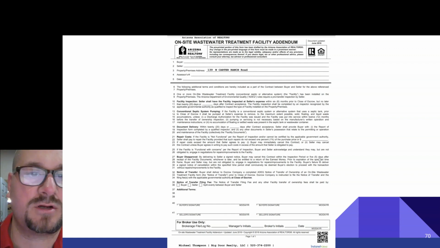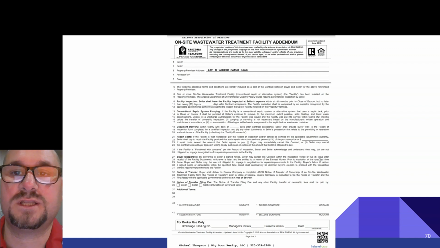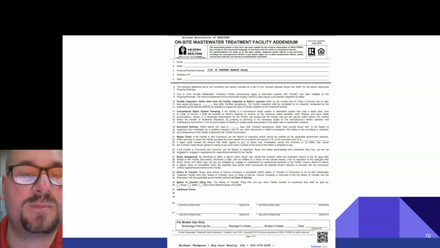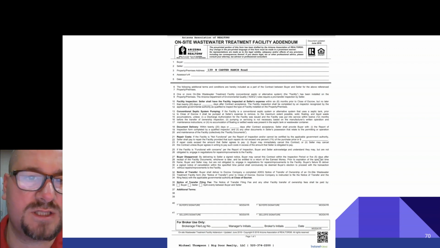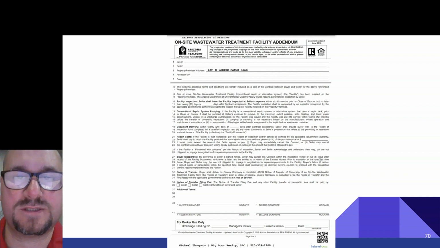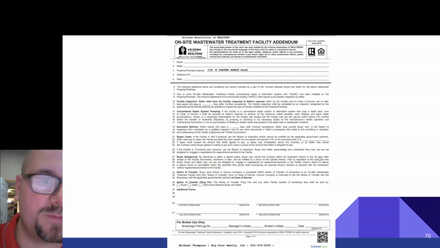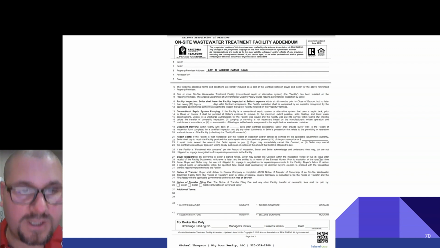So you'll add in here one or more on-site wastewater treatment facility, conventional septic, or alternative system. The facility has been installed on the property premises. Department of Environmental Quality ADEQ rules require a pre-transfer inspection by the seller. So facility inspection, seller shall have the facility inspected at seller's expense, right? So you're going to list repair costs, buyer disapproval, notice of transfer filing fee. Then you'll have your buyer and seller both sign.